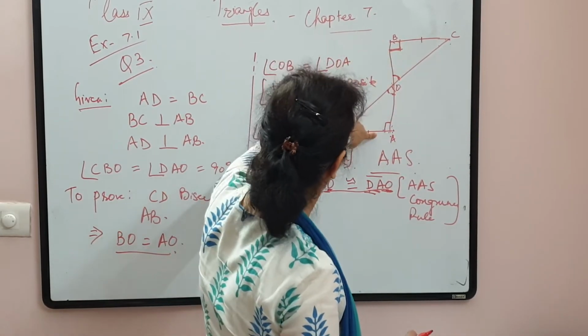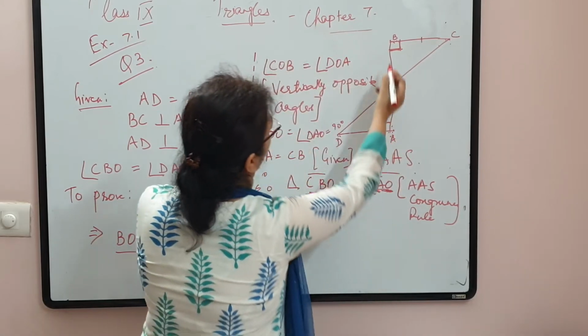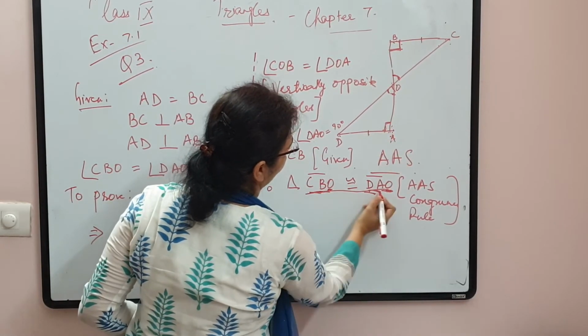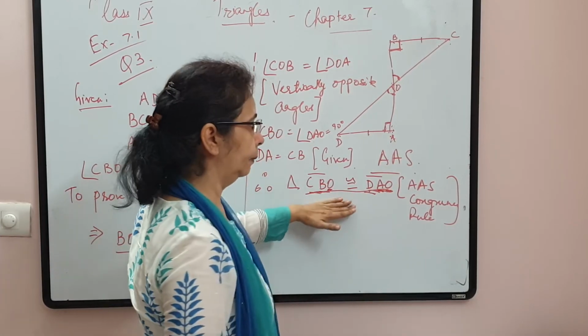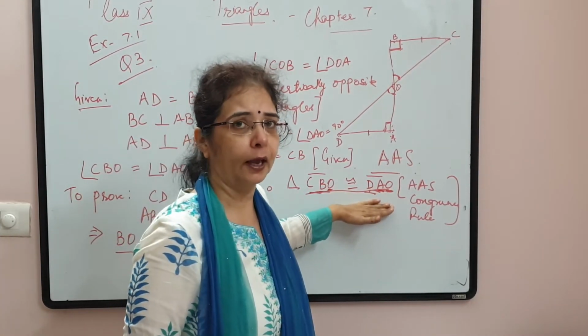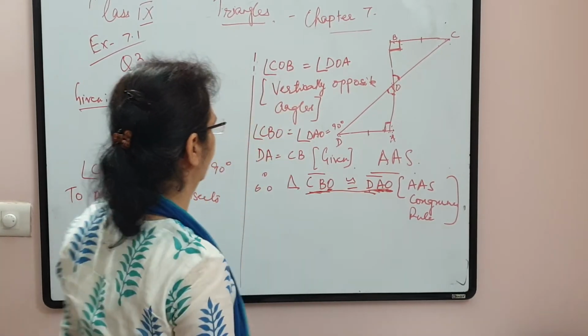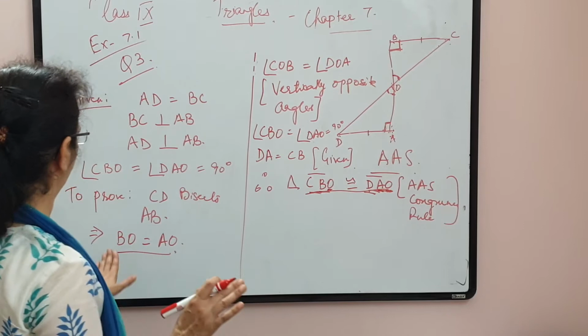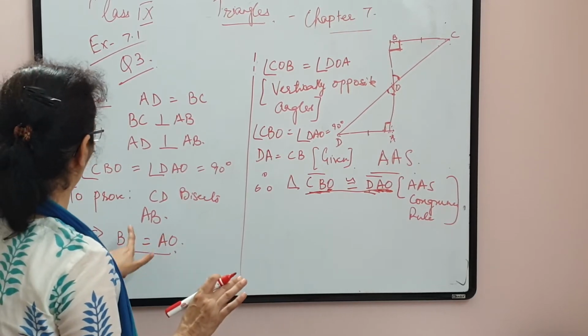Angle B is equal to angle A, appearing in the same order. Angle B appearing in the middle, angle A appearing in the middle. That means this nomenclature of the two triangle congruence is right. Okay. Now once you have proved that these two triangles are congruent, then what you have to prove further?